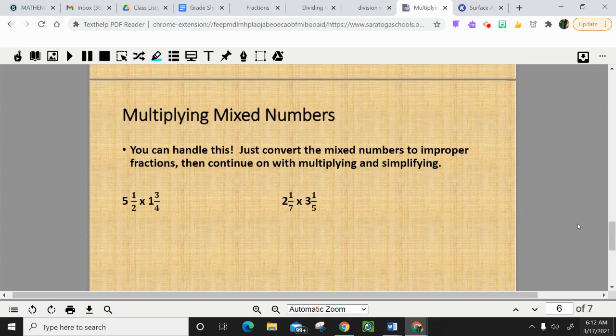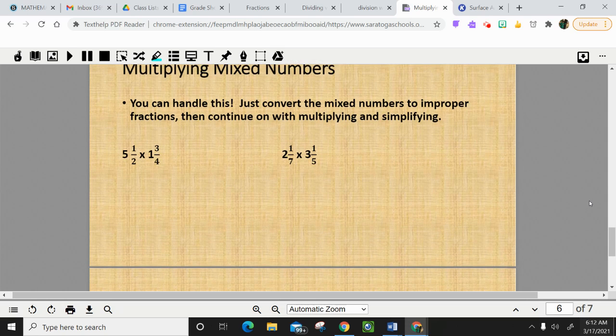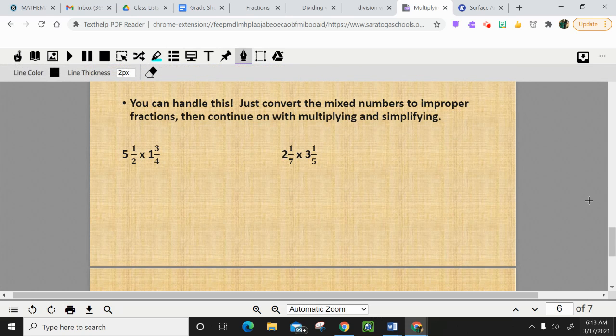The last one we're going to look at and review a little is mixed numbers. Okay, so again, all you have to do is convert the mixed numbers to improper fractions, then continue multiplying and simplifying as usual. So I have 2 times 5 is 10, plus 1 is 11 halves, and I'm multiplying that by 4 times 1 is 4, plus 3 is 7 fourths. I want to see if I can simplify before I multiply. 2 and 4 have a common factor, but they're both in the denominator. So there is no way I can simplify before I multiply.